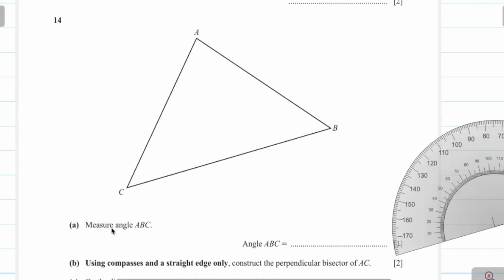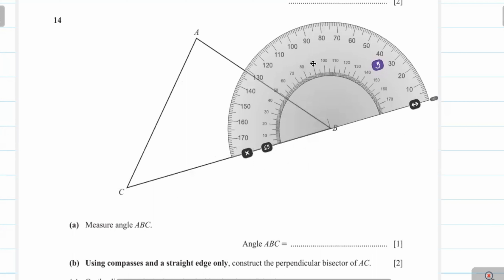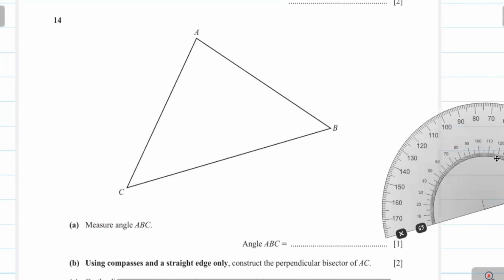Question 14, part A, measure angle ABC. We will calculate the angle by using the protractor. You see here, this is the digital protractor. Now I will calculate the angle. You see here, the angle ABC is 49. This is the 49-degree angle. We write here 49 degrees.